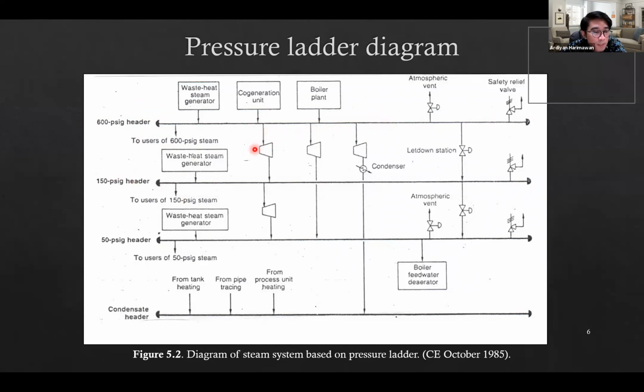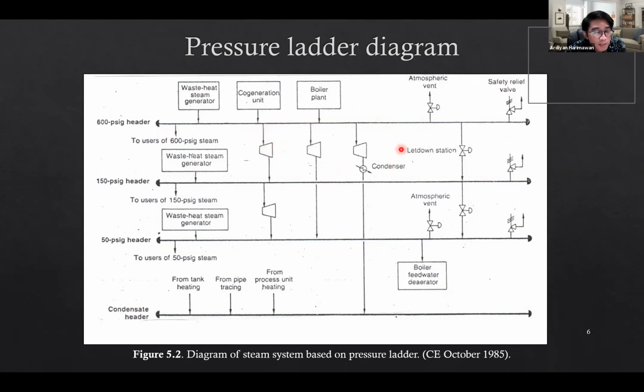What will be the pressure of this turbine? In this part, you can see 3 turbines, right? What will be the pressure of this turbine? Sir, you mean the processing pressure? Do you mean the processing pressure of the turbines? Yeah. Maybe somewhere near 600, sir?